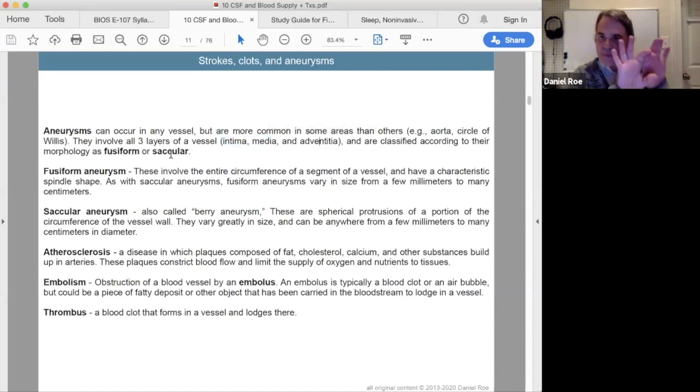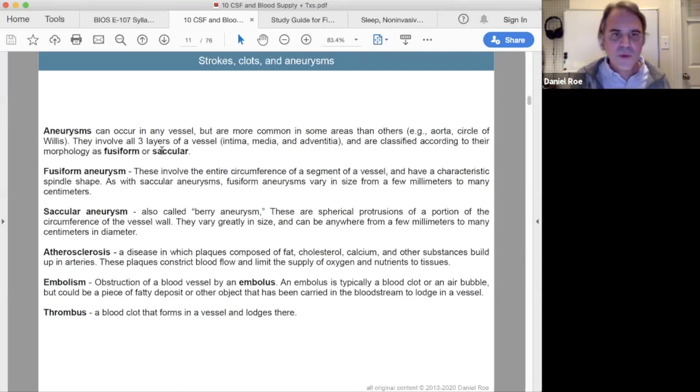Fusiform is like the shape of your biceps, for example. It has that torpedo-like shape where it's fat in the middle and then skinny. Sometimes you will just have a swelling in an artery, or it can be a vein. More commonly arteries, but that swelling can get bigger and bigger, and it can rupture, in which case you have a ruptured aneurysm and it bleeds out. And that's a big problem, of course.